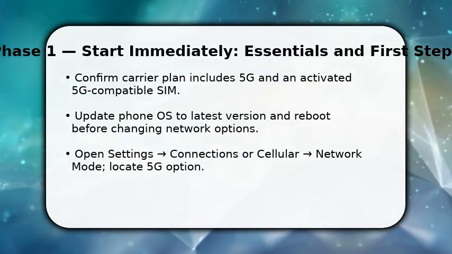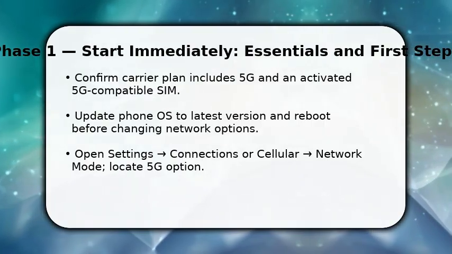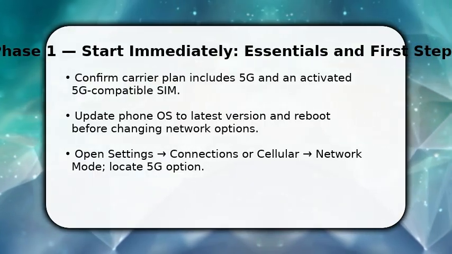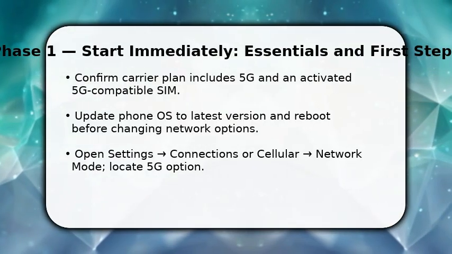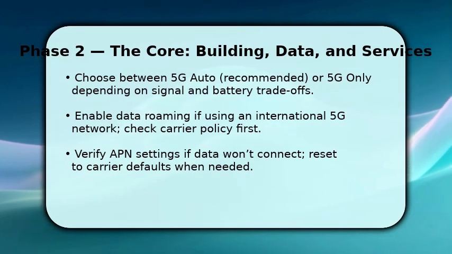Now open Settings, head to Connections or Cellular, and find Network Mode or Preferred Network Type. Tap that option to reveal 5G choices so you can proceed to select the appropriate mode for your area and device. Next, choose the correct 5G mode.